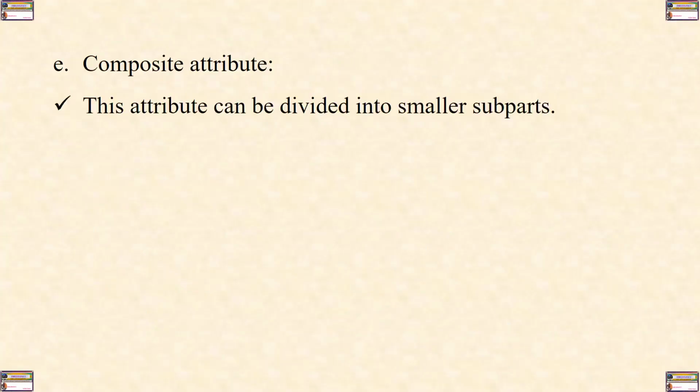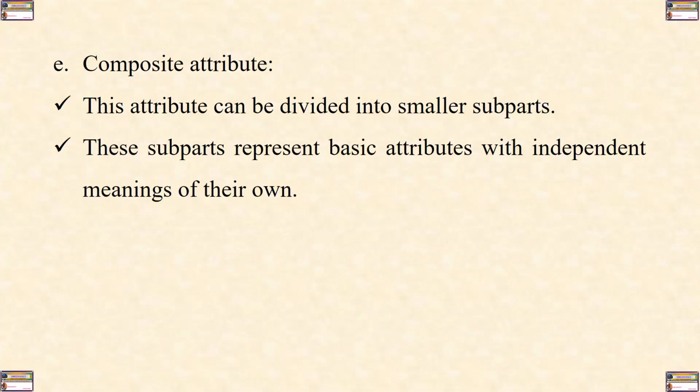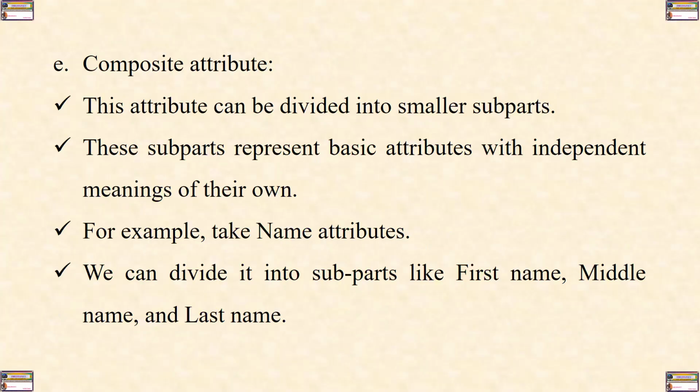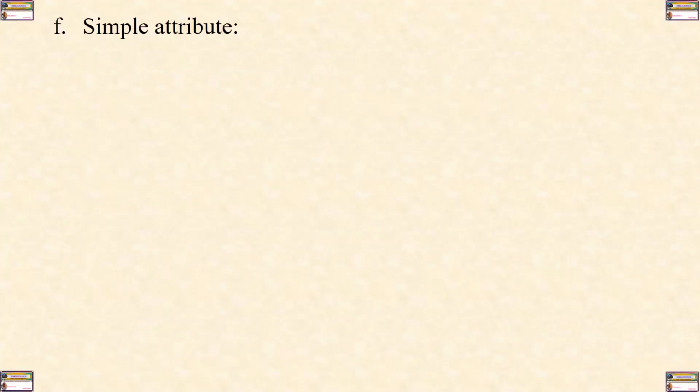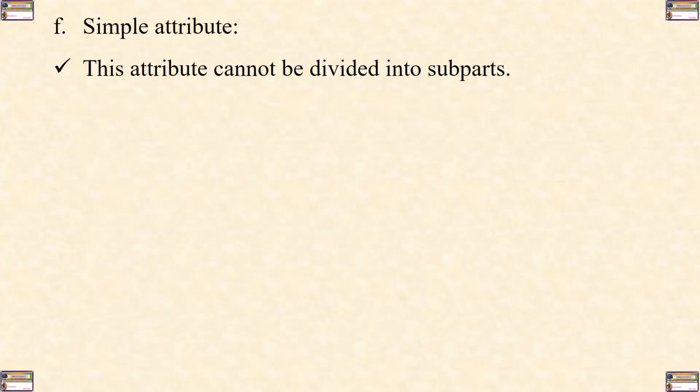Composite attribute. This is an attribute that can be divided into smaller subparts. These subparts represent the basic attributes with independent meanings of their own. For example, the name attribute. We can divide the name attribute into subparts where we have first name, middle name, and last name.